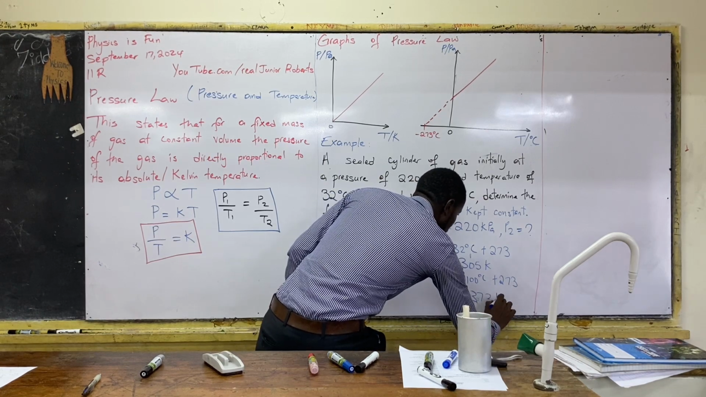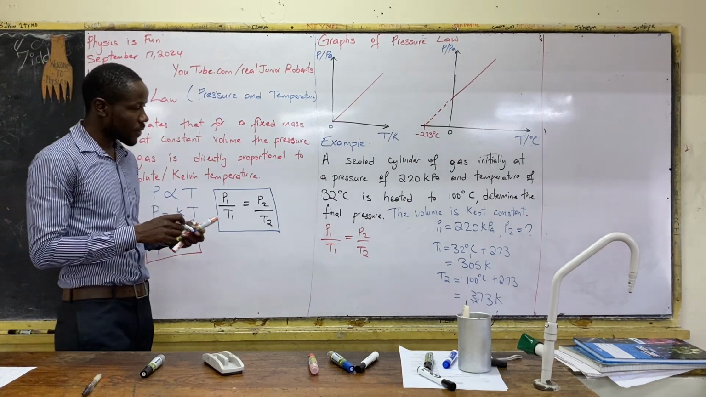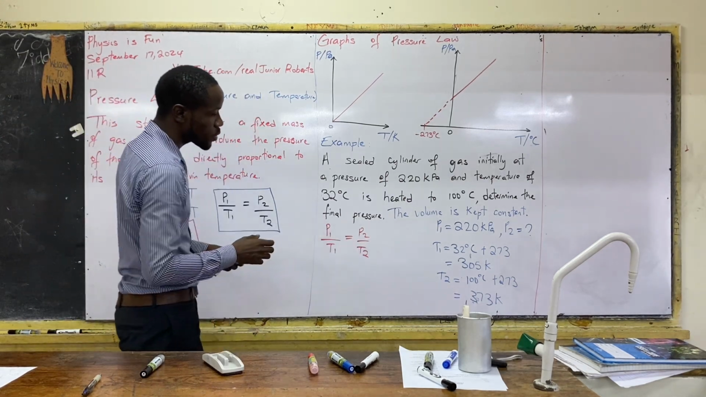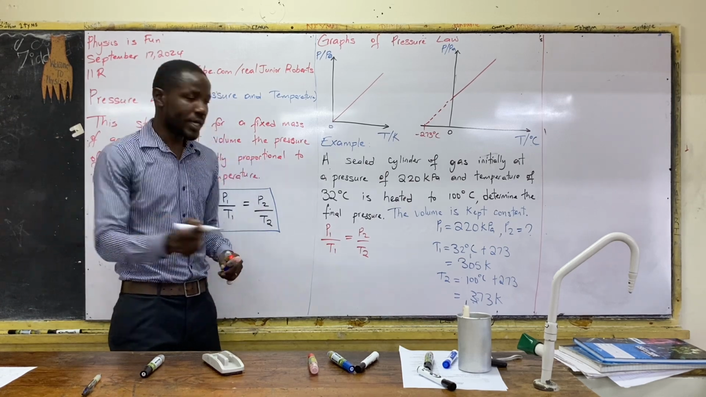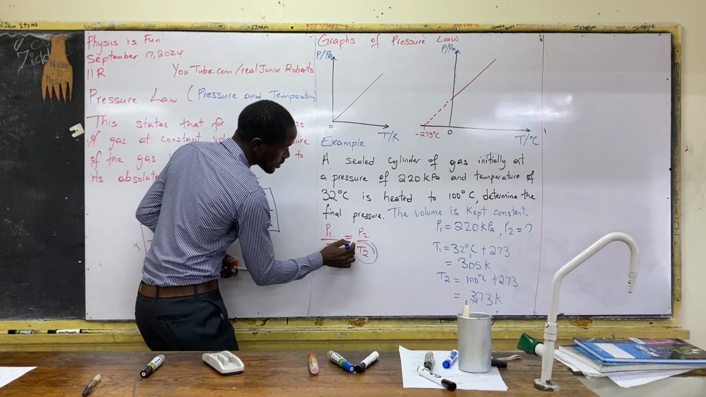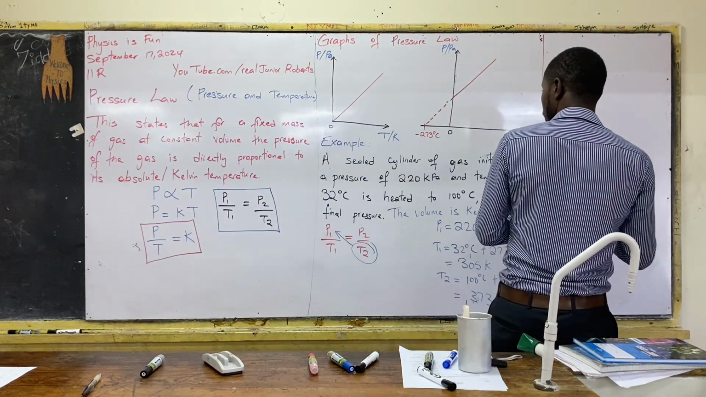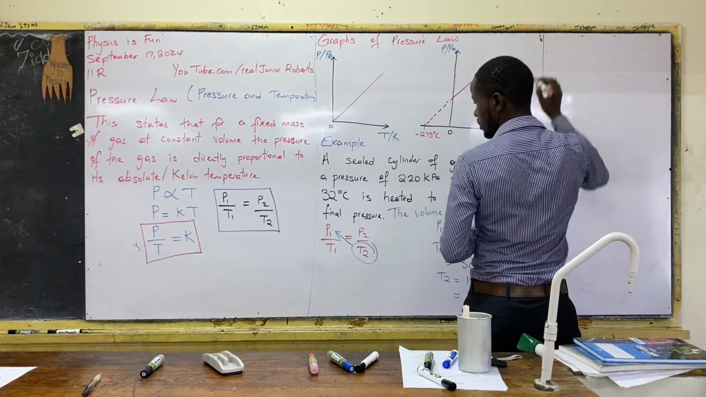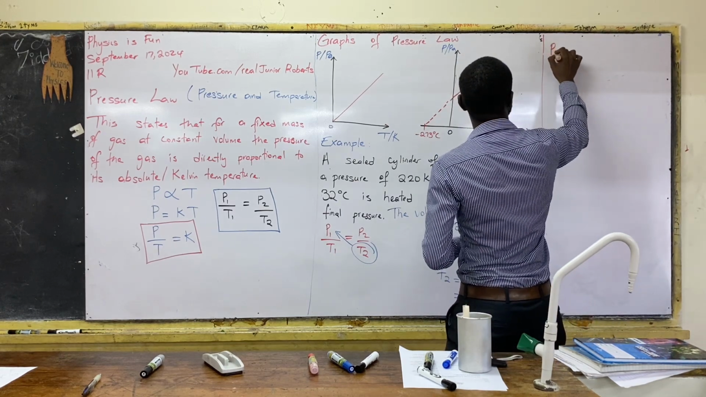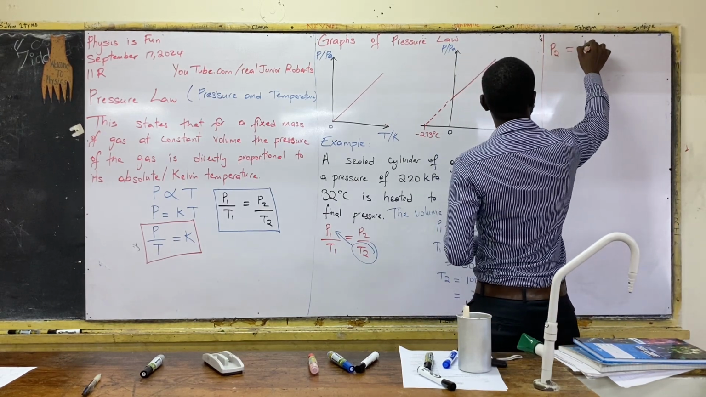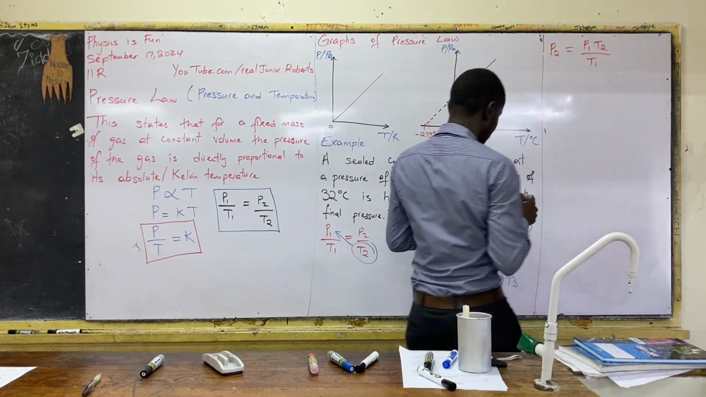373 Kelvin. Now that we have all the information that we need, we first have to do some transposing and then we find P2. So we're going to simply take the T2 right here, bring it up to the top, and as such, we get that P2 is going to be equal to P1 times T2 divided by T1.